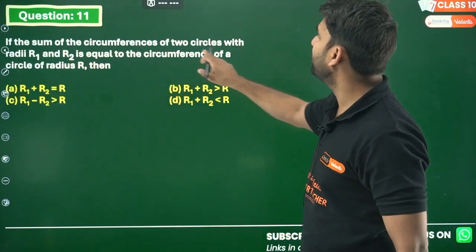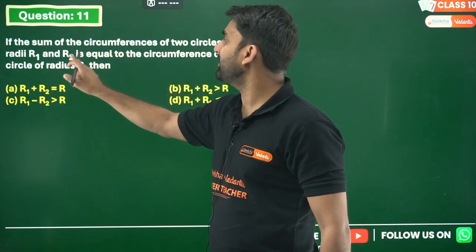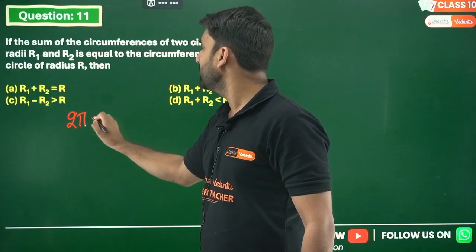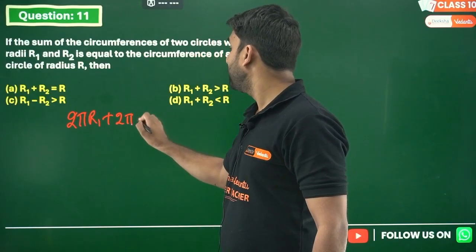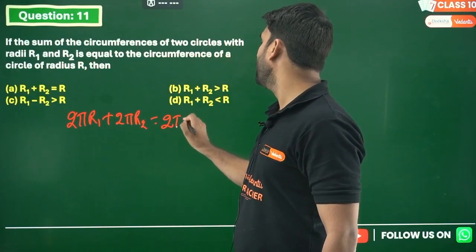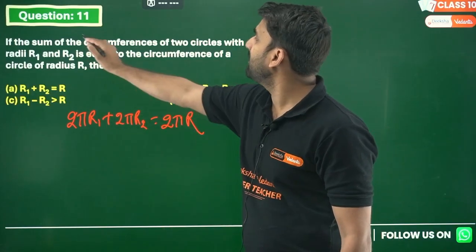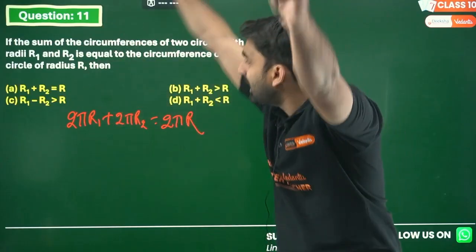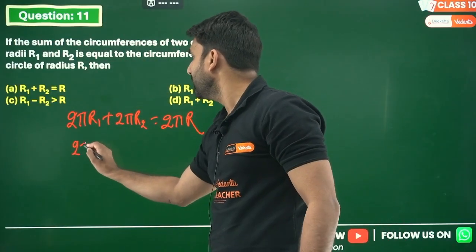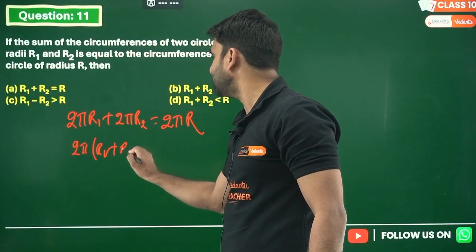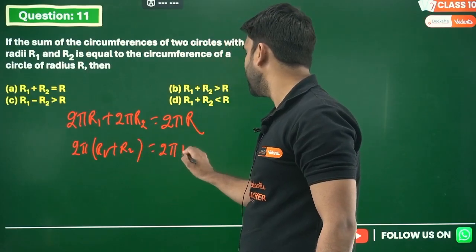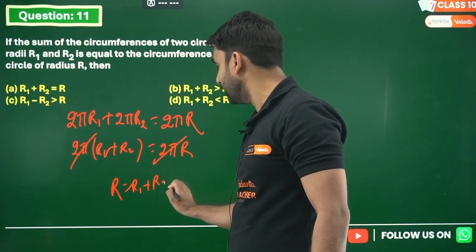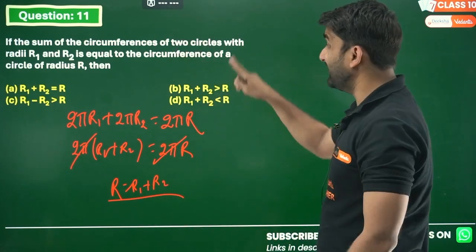If the sum of the circumferences of two circles of radii R1 and R2 is equal to the circumference of the larger circle. Okay, so two circles are there. Circumference 2 pi R1 plus 2 pi R2 is equal to 2 pi R. So can we take 2 pi common? If we take 2 pi common, R1 plus R2 will be there, and here is 2 pi R, right? So 2 pi will be cancelled. So R is basically equal to R1 plus R2. This is the answer. So this is all about logic and language.